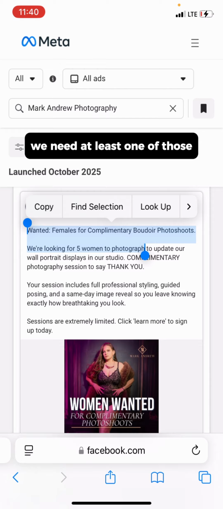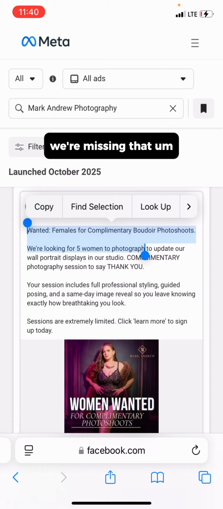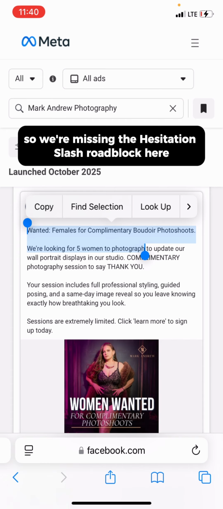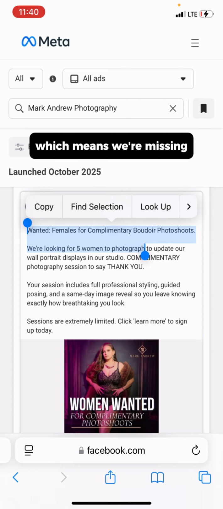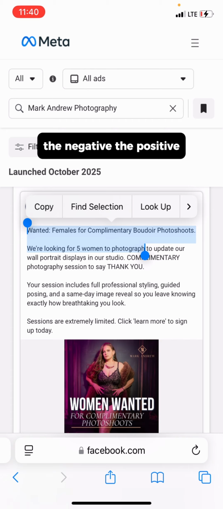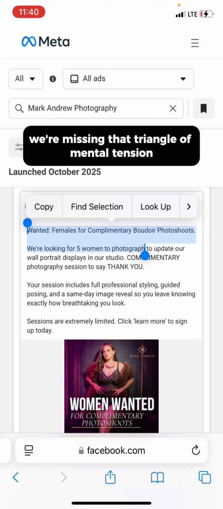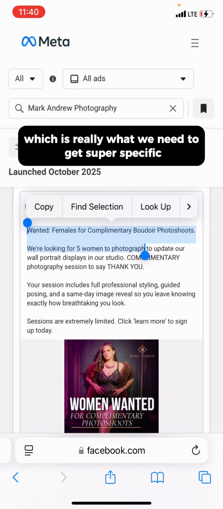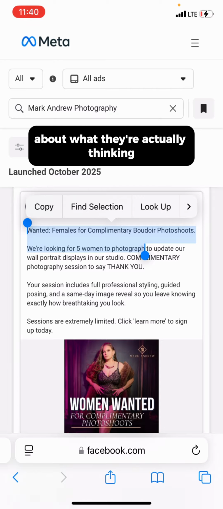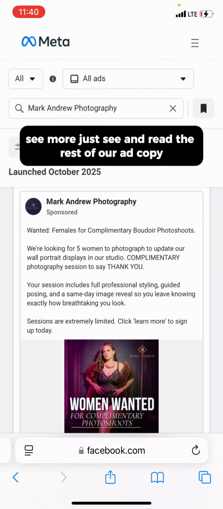So yeah, we need at least one of those, and we're missing that. We're missing the hesitation/roadblock here, which means we're missing, this is super important, the triangle of mental tension: the negative, the positive, the hesitation/roadblock. We're missing that triangle, which is really what we need to get super specific and have women feel like we're speaking directly about what they're actually thinking in their brain. And then they can't even stop themselves from clicking see more, just to see and read the rest of our ad copy.